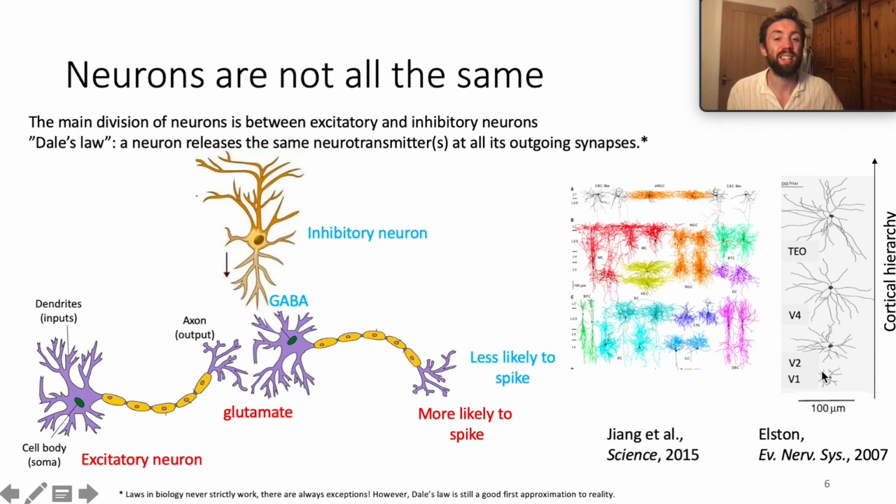We can also see that if we look across brain areas, there are big differences in the excitatory cells. Here we can see an increase in the size of the dendrites as you go up the cortical hierarchy from V1, which is the first visual area, up to TEO, which is quite a high area involved in object processing.